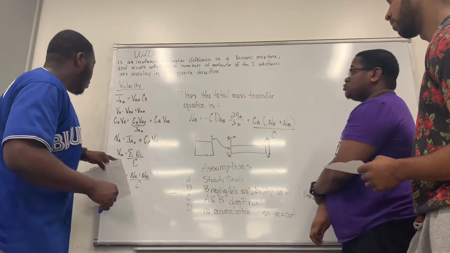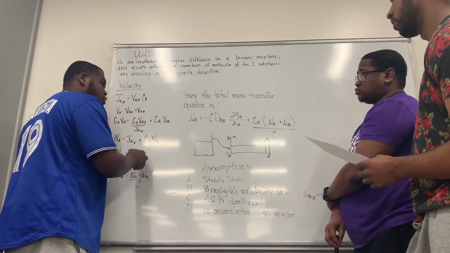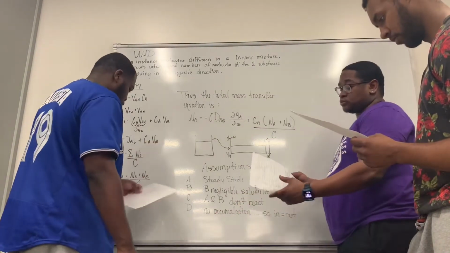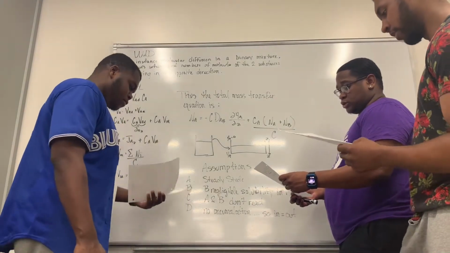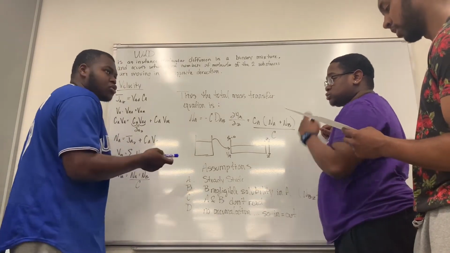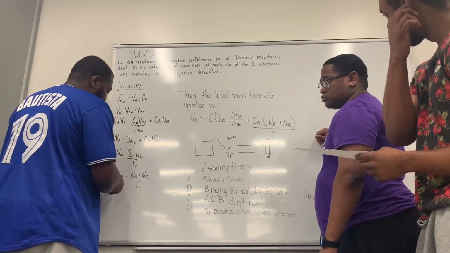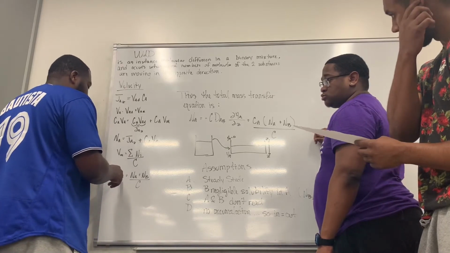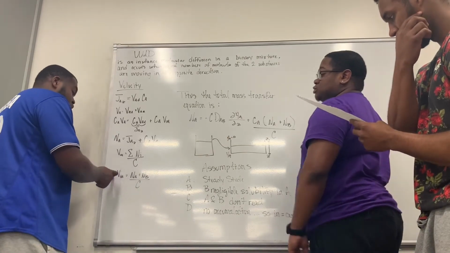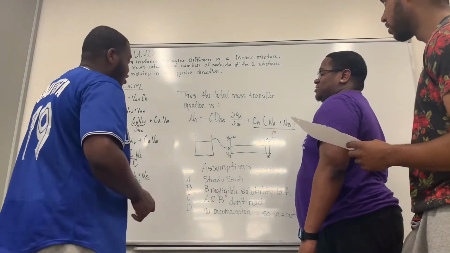The molar average velocity is equal to the summation of NI over the total concentration, where NI is the flux of I. That is basically saying the molar flux of A plus the molar flux of B over the total concentration will give you the molar average velocity.